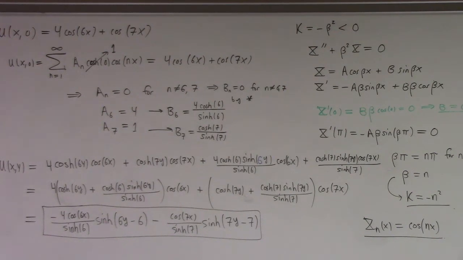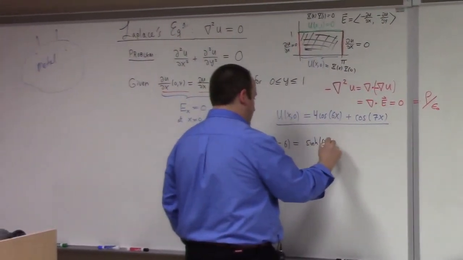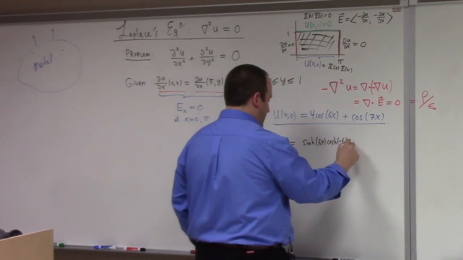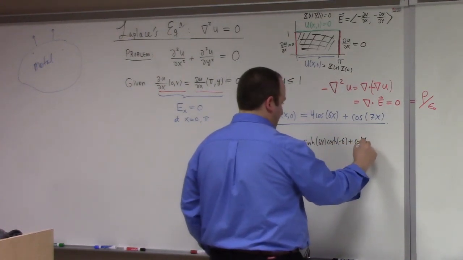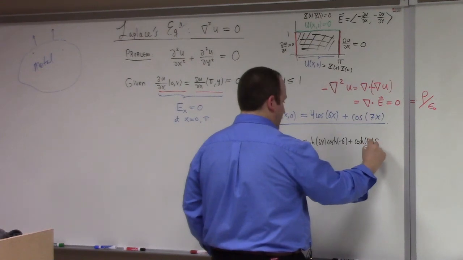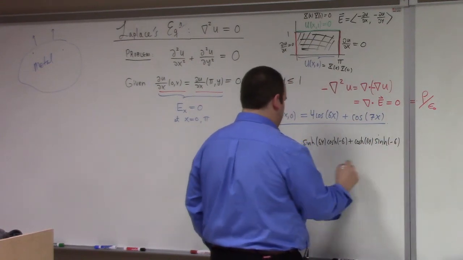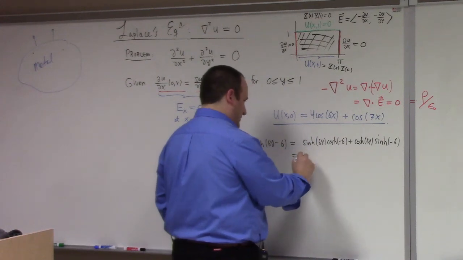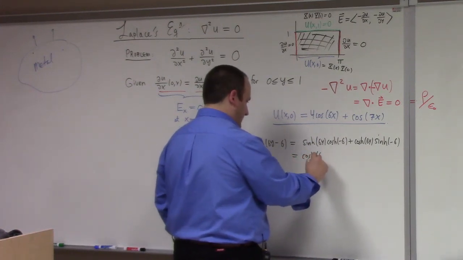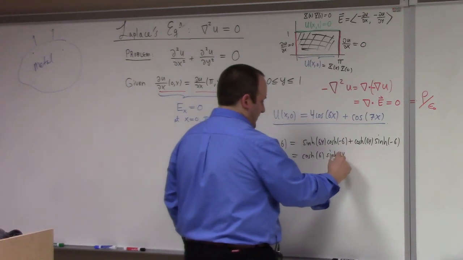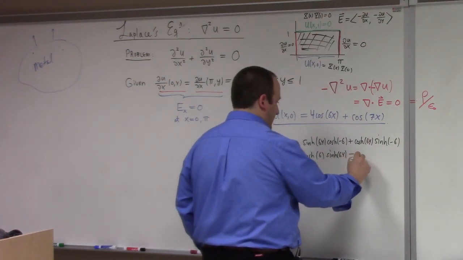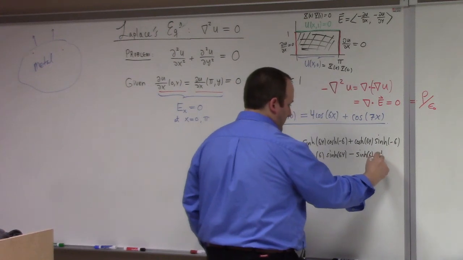See, there's adding angles formulas for cosh and sinh. So like sinh of 6y minus 6, for example, is sinh of 6y cosh of minus 6 plus cosh of 6y sinh of minus 6. But that's equal to cosh of 6 sinh of 6y minus sinh of 6 cosh of 6y.